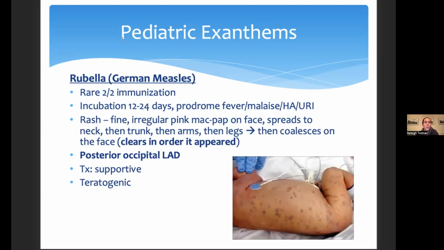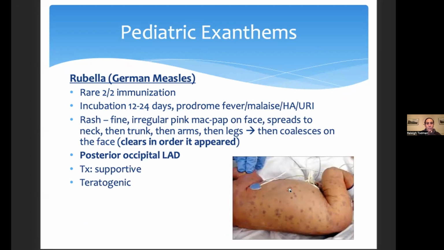Rubella, which is German measles, is very uncommon. I've definitely never seen it. The incubation is long, like 2 to 3 weeks. The prodrome is pretty nonspecific. The rash, again, is very fine, irregular, maculopapular, and goes from the face to the neck to the trunk, the arms, and the legs. So that's kind of similar to how measles appeared, but then it clears in the order it appeared, which is pretty cool and sort of pathognomonic. The other thing that seemed specific to rubella is posterior occipital lymphadenopathy.